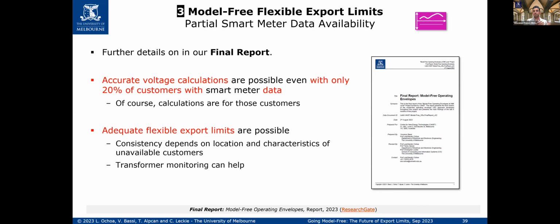And in terms of flexible export limit, we can obtain adequate flexible export limits, as we were seeing before, consistent with the actual voltage profile. And as I mentioned, consistency is going to depend on the location, characteristics, and behavior of those customers that we are not seeing. Finally, if DNSPs count with a transformer monitor, this can help, and we have proved that this enhances our methodology. And with that, I will leave you with Nando to see what is next and the key remarks of this presentation.